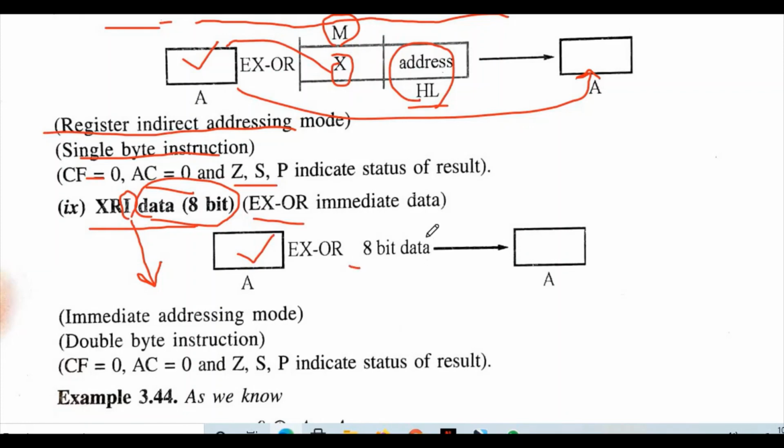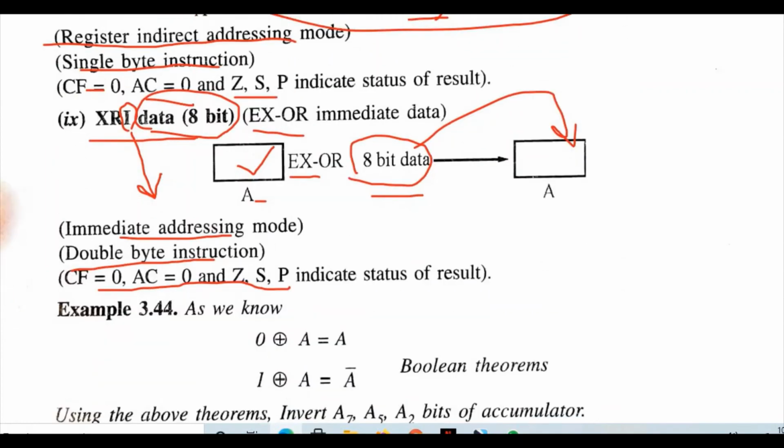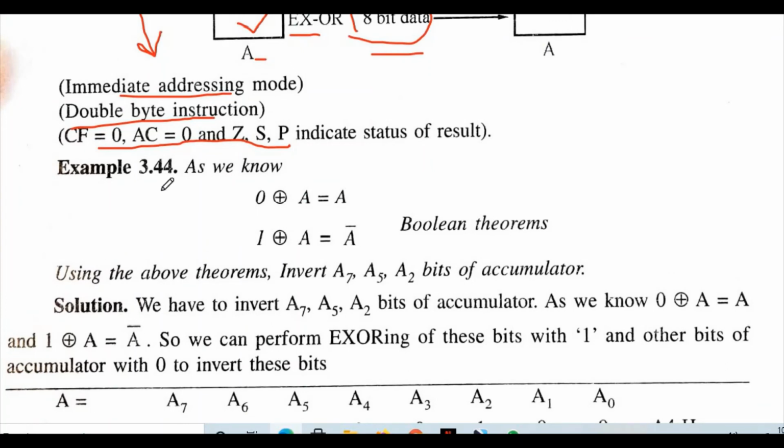Now let us solve the question. We know 0 exclusive OR A is A and 1 exclusive OR A is A bar. Using this theorem, we have to invert the A7, A5 and A2 bits of the accumulator. So as we have to change the A2, A7, A5 bits, we will apply the basic logic. We know that 0 exclusive OR A will give me A and 1 exclusive OR A will give me A bar.